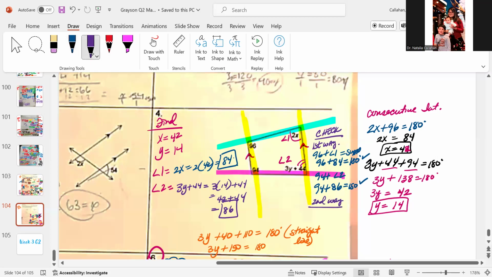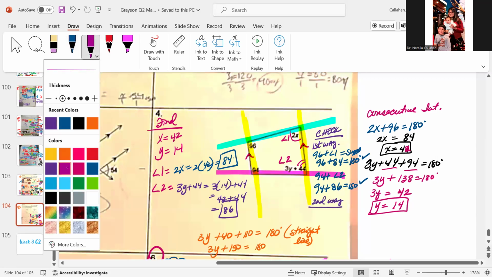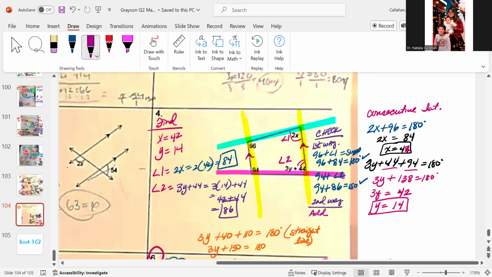Add all of them together and subtract it by 360. Well, add all 4 angles, and they have to be 360. You don't have to subtract anything. Oh, they have to equal 360. Okay, alright, then we're good.